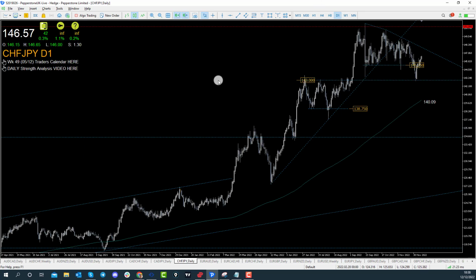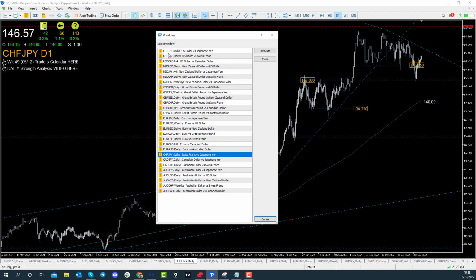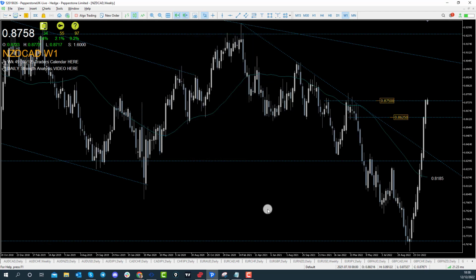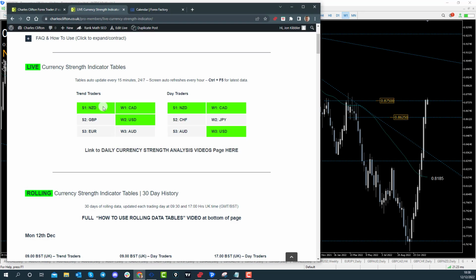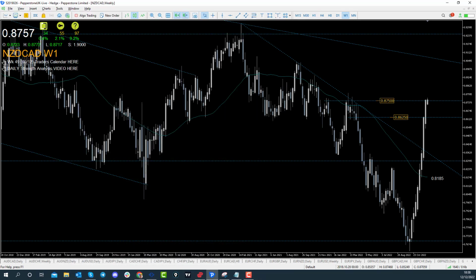Now if I just pop over to Kiwi CAD, why are we interested in Kiwi CAD? Well, Kiwi CAD is that market that has been on the tables for so long now that it looks to continue. Now, we have kind of given out warnings ever since price came into the 0.8625, when we sort of breached back above the 0.8625 handle.